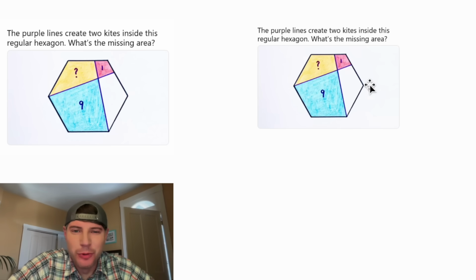We're given a regular hexagon with a blue kite and a red kite. And it wants us to find the area of the yellow region.